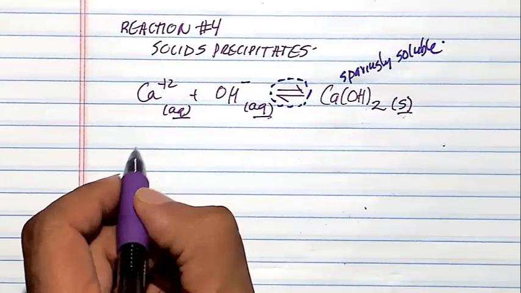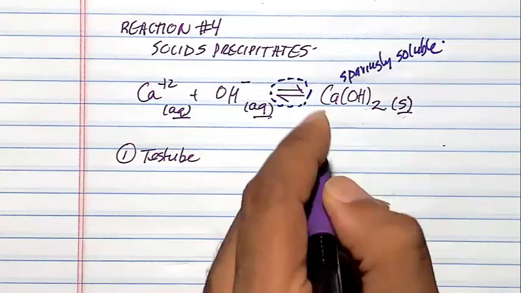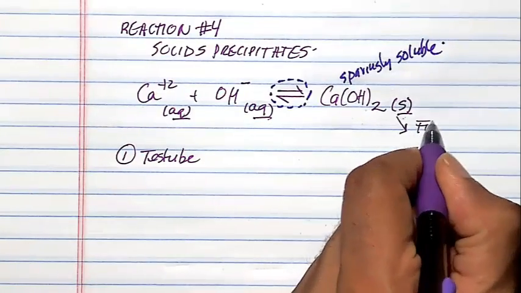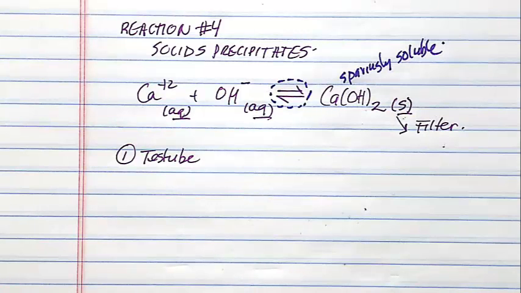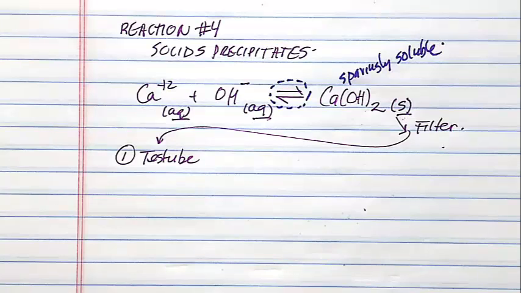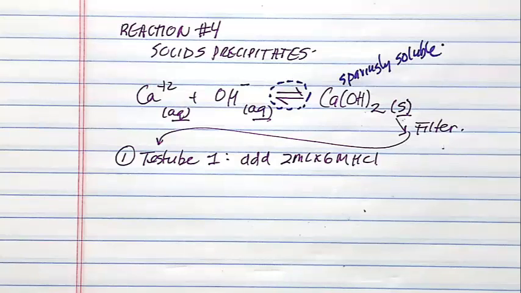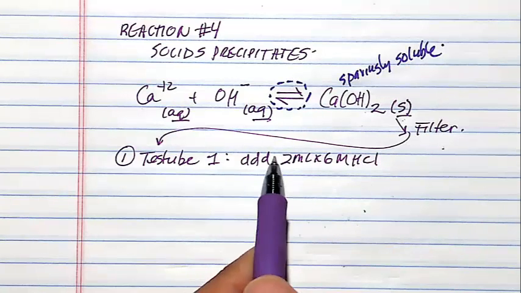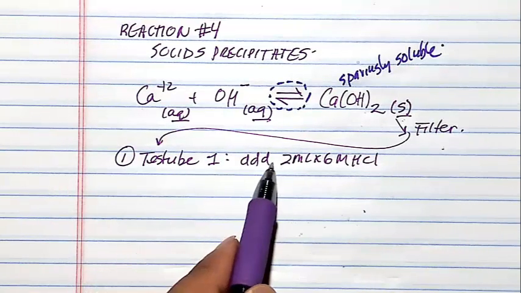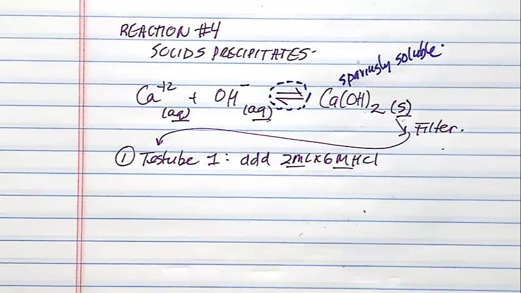In this equilibrium, in one scenario, when you do this reaction and you filter out the precipitate, you'll take some of that precipitate and put it in test tube 1, and add 2 mLs of 6 molar HCl. What do you expect to happen to this equilibrium when you take some of that precipitate and add 2 mLs of 6 molar HCl? Okay, 6 molar HCl is pretty concentrated, taking 2 mLs of it.